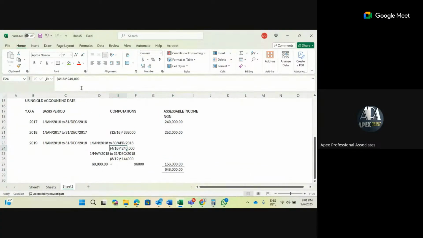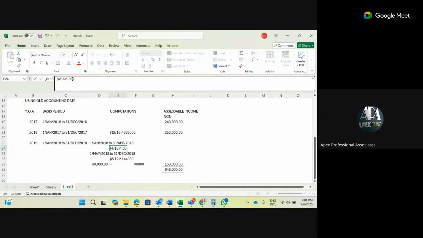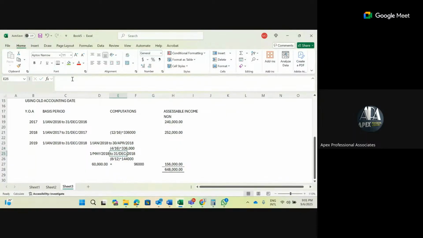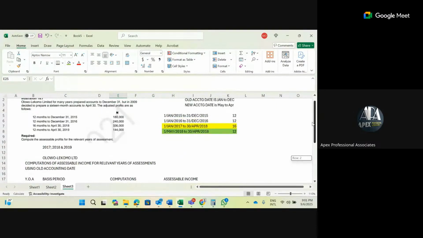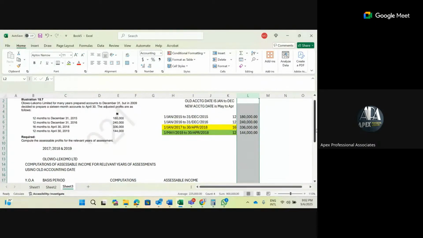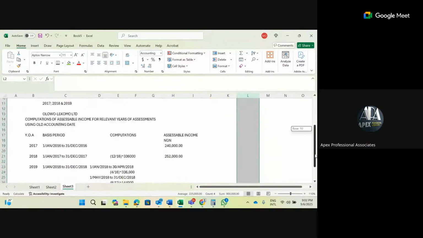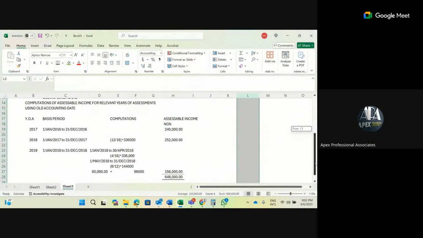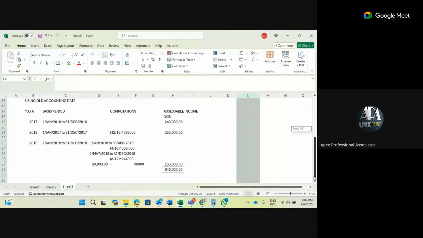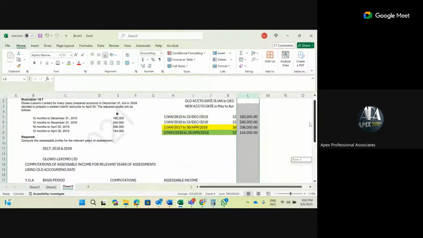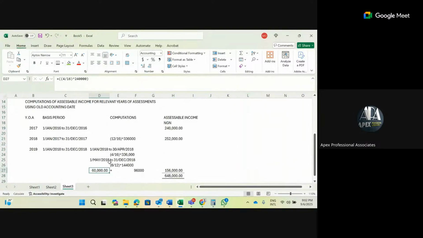So this first one, 4 over 16 times 336,000. Right? Then maybe I should have written this accessible profit outside: 180,000, 240,000, 336,000, and then 144,000. So okay. 4 over 16 times 336,000, then 8 all over 12 times 444,000. So this one is not correct.